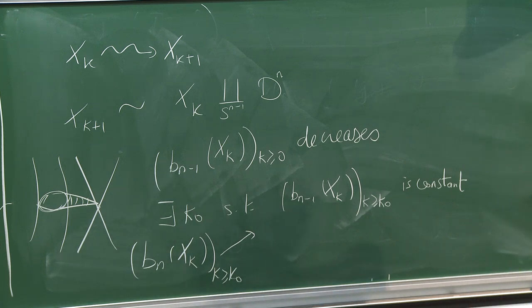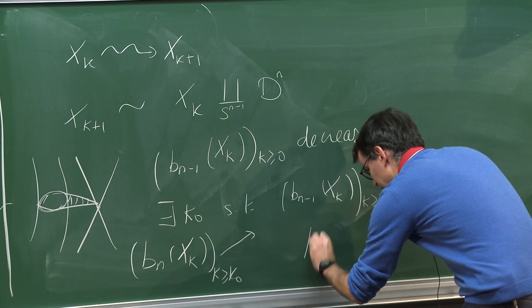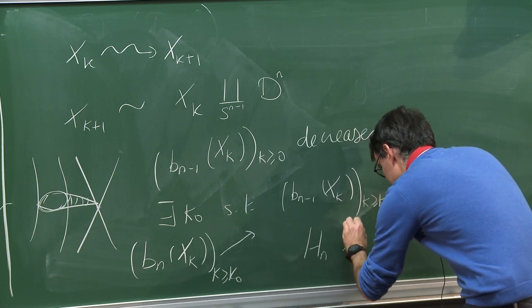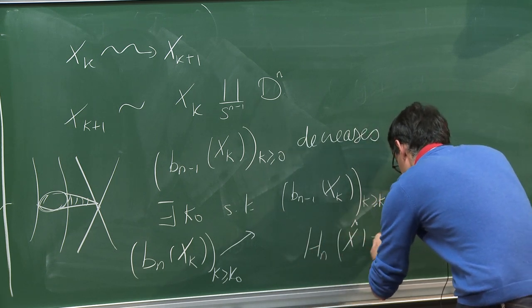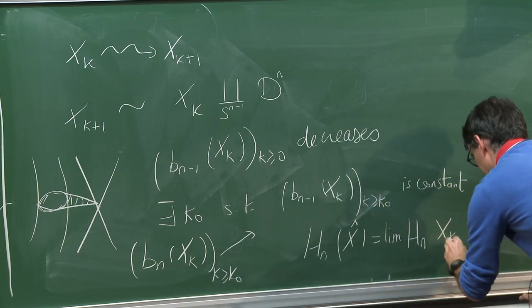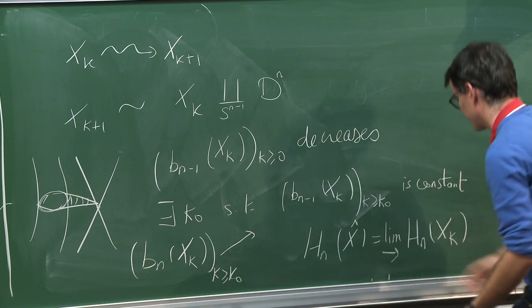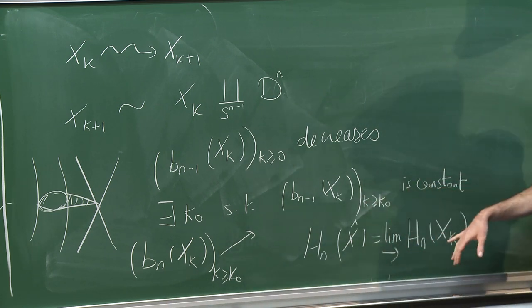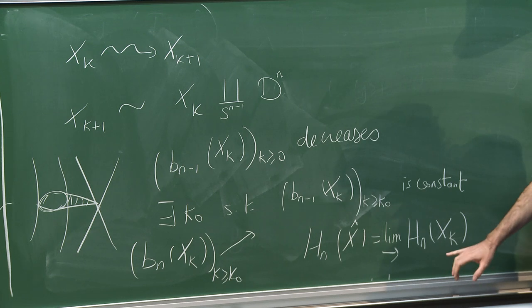And this will prove the theorem because Hn of this X hat is the limit of the Hn of xk. Any homological cycle has compact support, so it's contained in one of the xk.